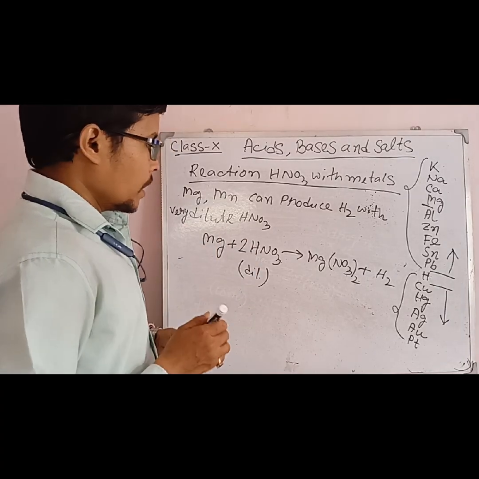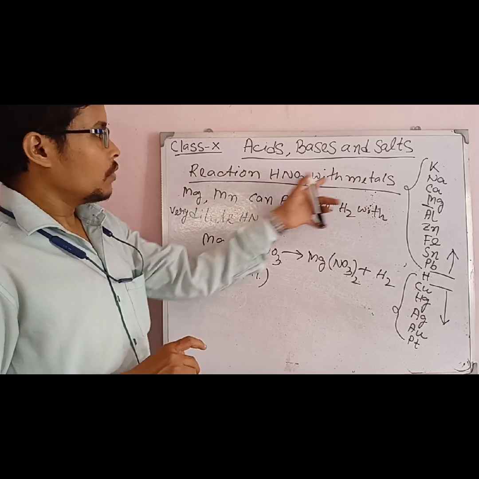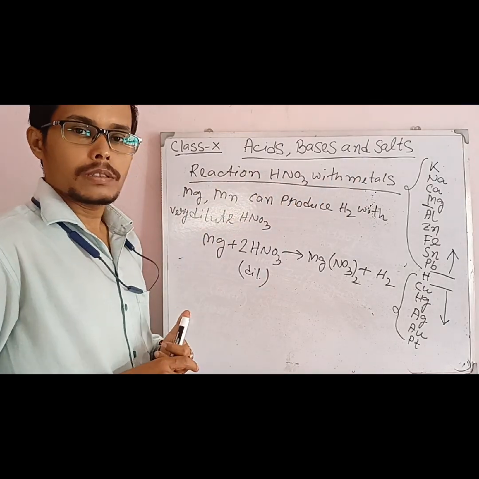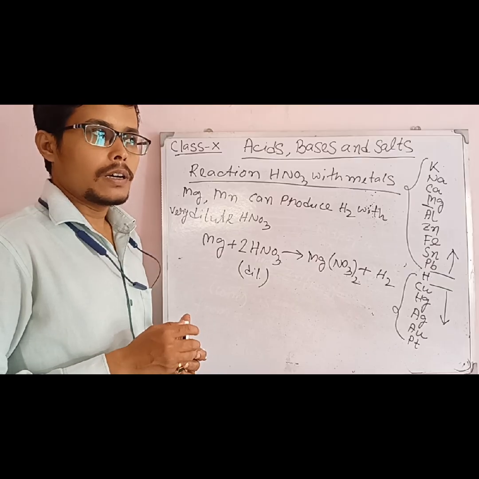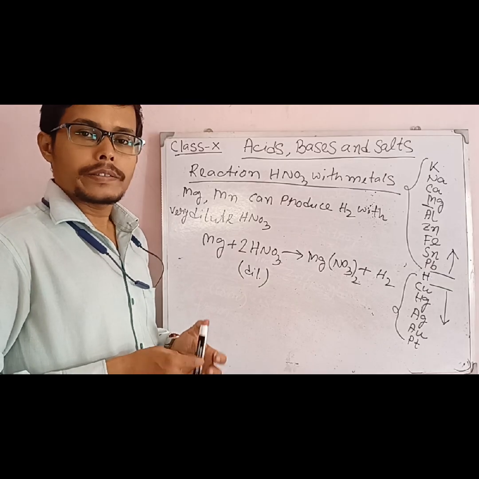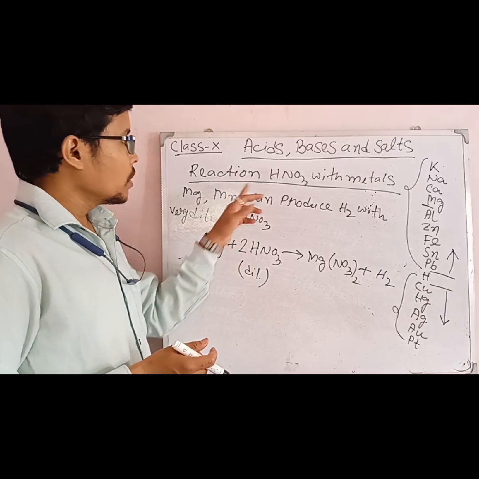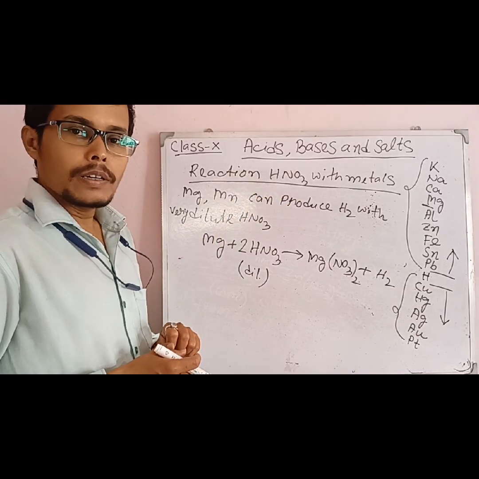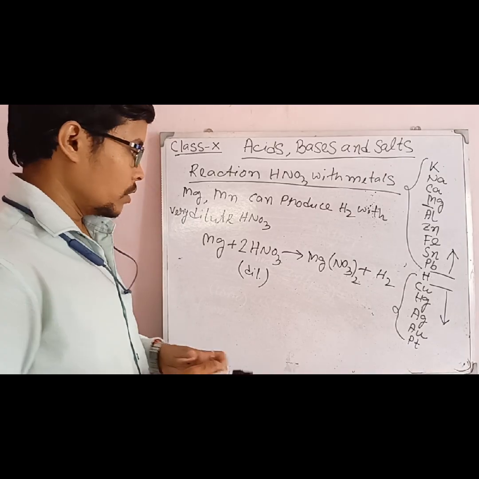Now we will discuss the reaction of metals with bases. Only very few metals, the amphoteric metals like zinc, aluminium, tin, etc., can react with concentrated bases like NaOH and KOH to produce salt and hydrogen gas.